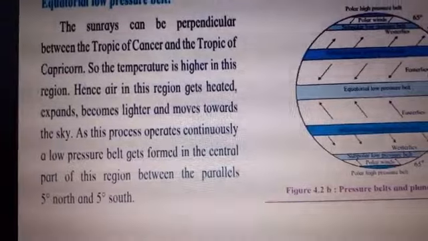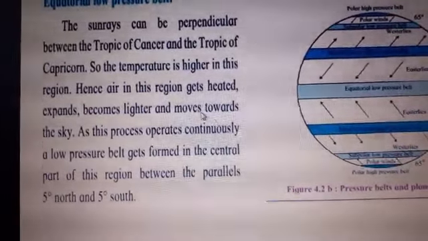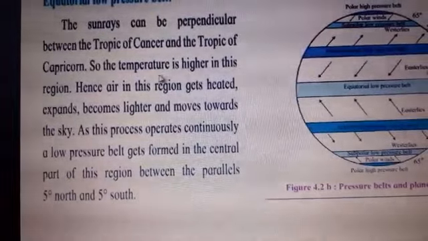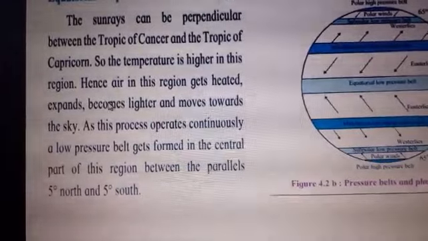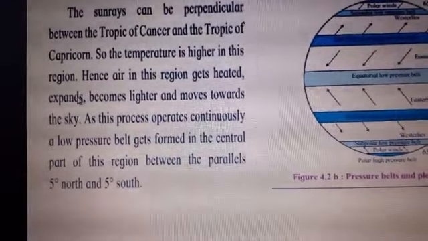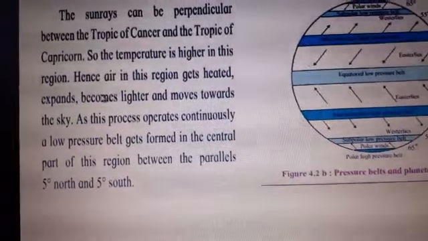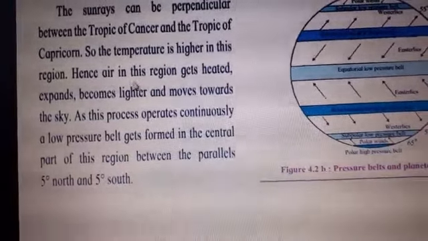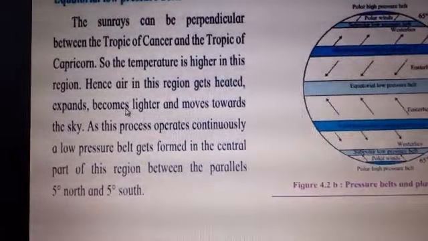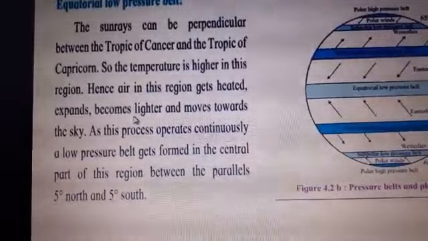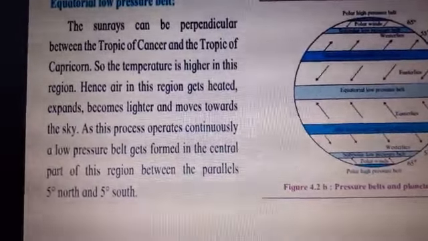As we receive the perpendicular rays of the sun, the heat received is more, so the temperature is higher in this region. Hence, air in this region gets heated and expands. Why does it expand? Because the air is getting heated up by the heat of the sun. As it becomes hotter, it starts expanding. When it expands, it becomes lighter and starts moving in the upward direction towards the sky.